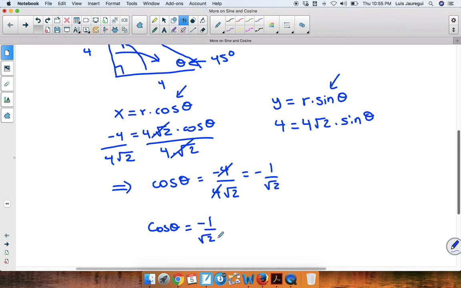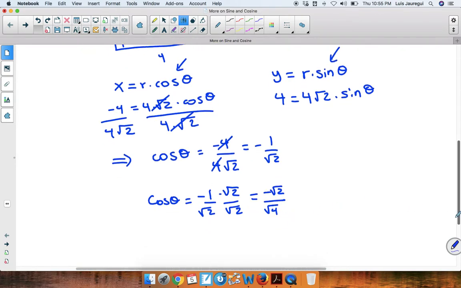But we want to rationalize the denominator, so let's multiply by the square root of 2 over the square root of 2. And that gives you that cosine of theta is equal to -square root of 2 over the square root of 2 times 2, which is 4. This is a perfect square. So we can say that cosine of theta is equal to the negative square root of 2 over the square root of 4, which is 2. And that gives you your actual value for cosine of theta.